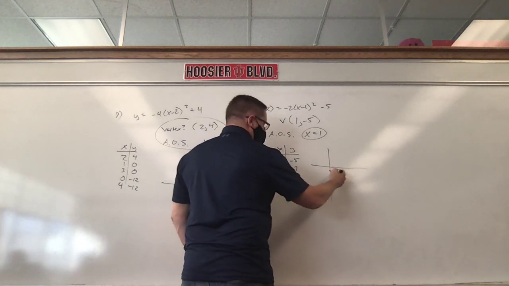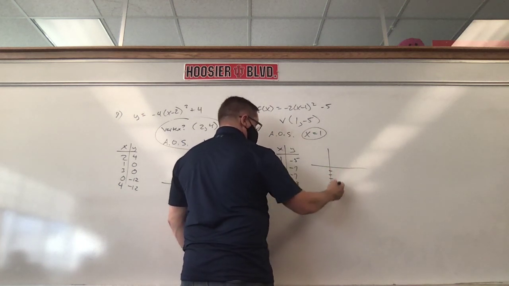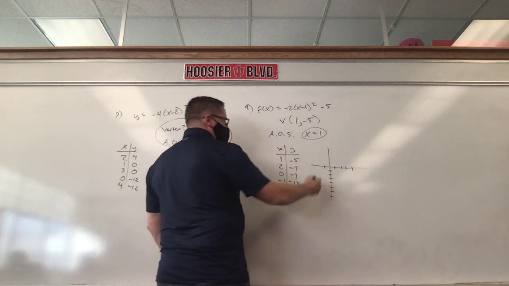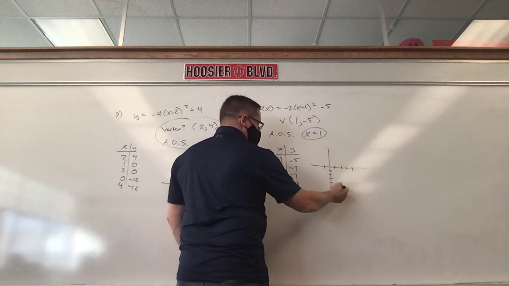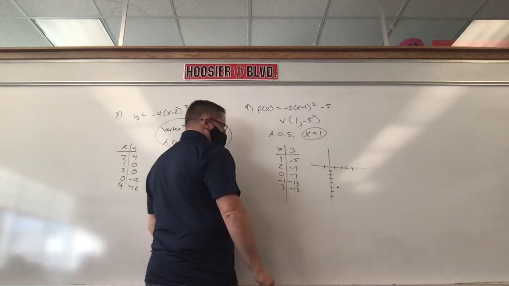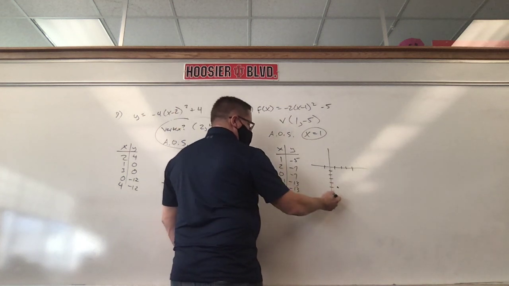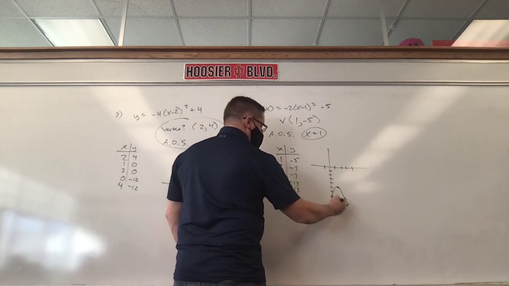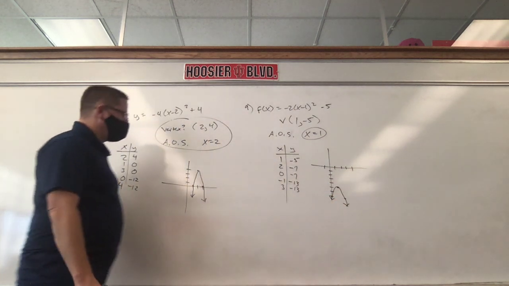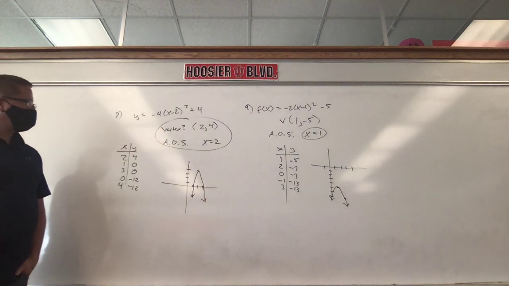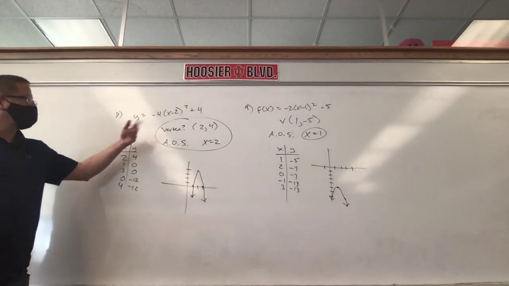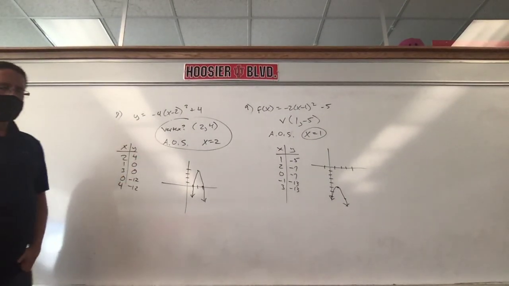Got to go down 7, though. So 1, negative 5 is 1 to the right, and down 2, 3, 4, 5. 0, negative 7 is down here, and 1, negative 7 is right there. That one doesn't look quite as skinny as the last one. Should it have been as skinny as the last one? No. Why? Because 4 is bigger than 2. It should have been skinnier over here.